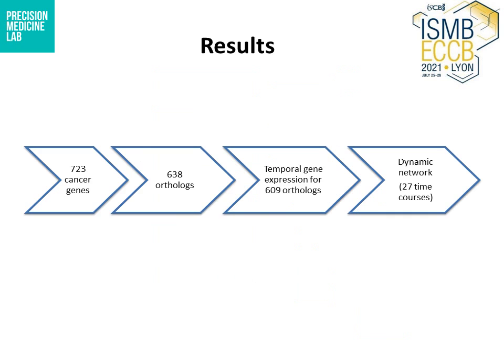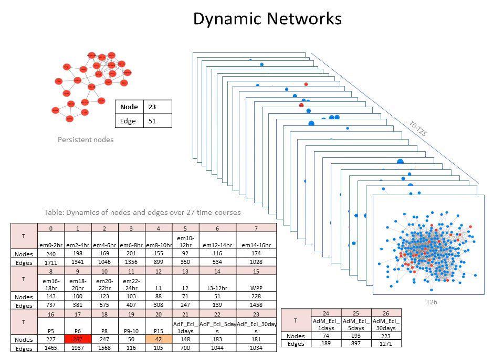In this study, we identified 723 genes responsible for causing cancer. For these genes, we obtained 638 orthologs from FlyBase, while the expression data was available for only 609 candidates. Using these datasets, we constructed a dynamic network consisting of 27 time courses. We identified 23 nodes that remained persistent over 27 time courses.